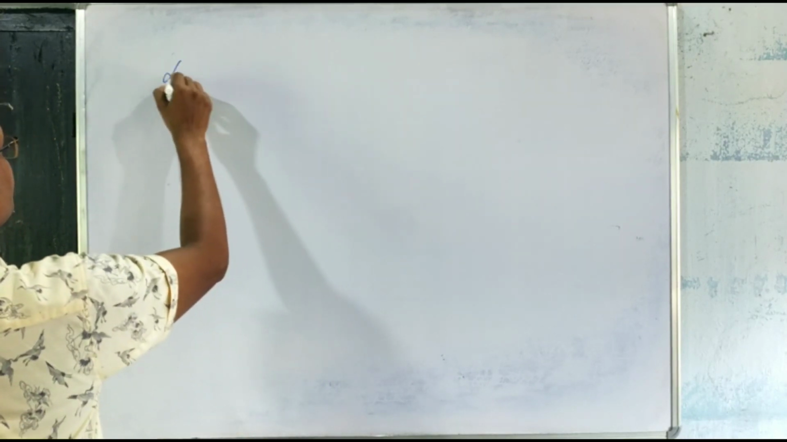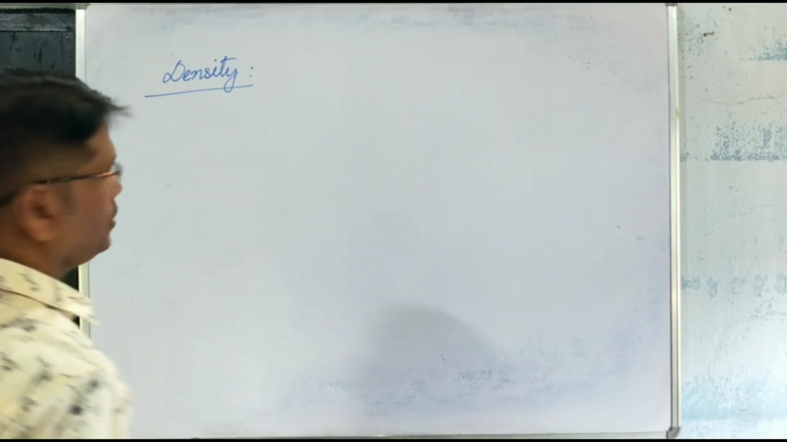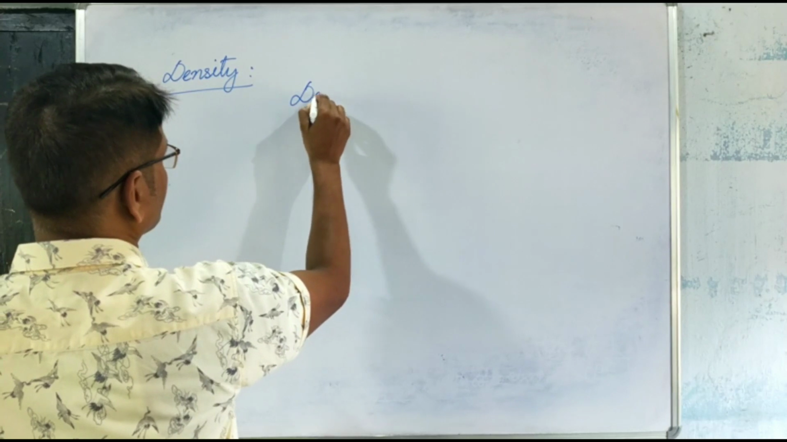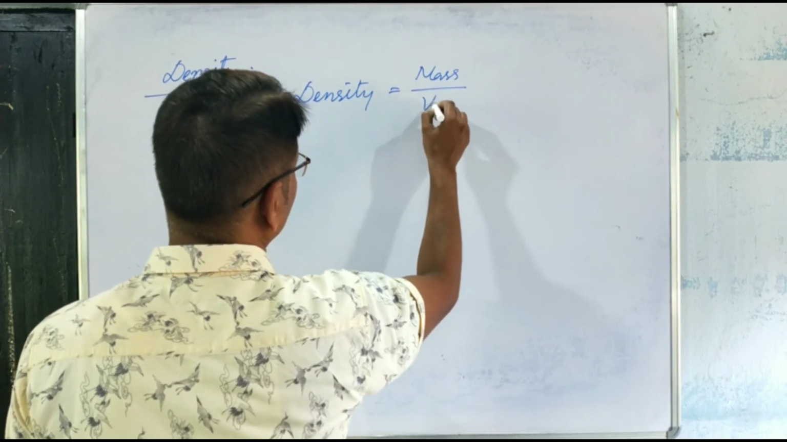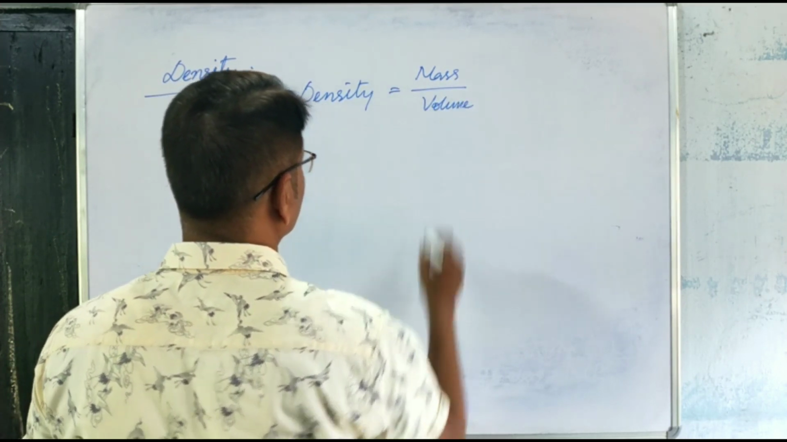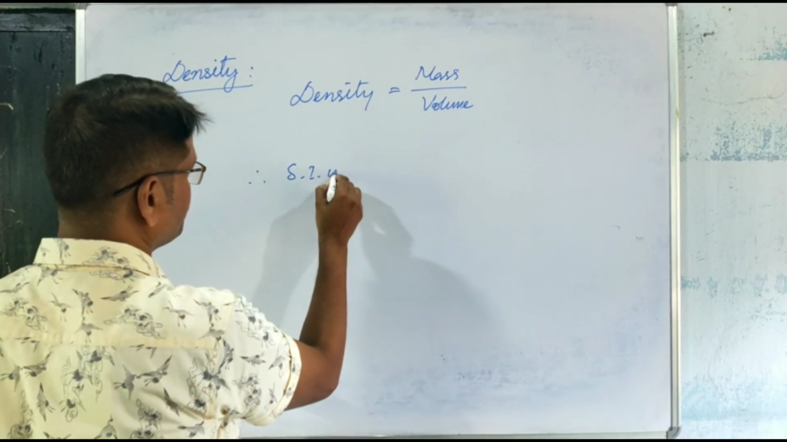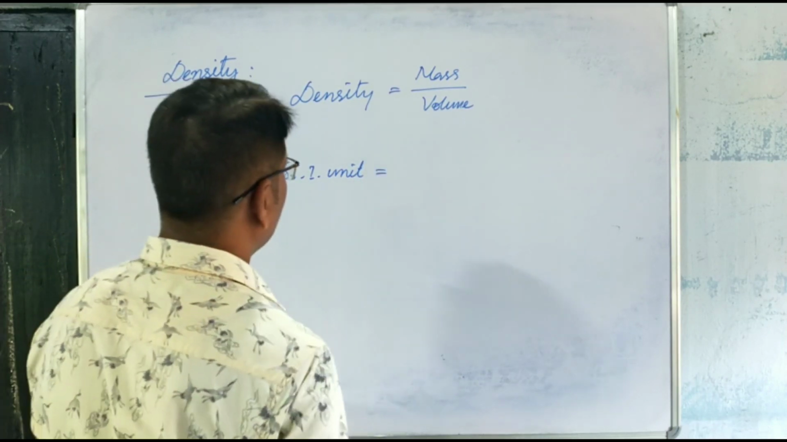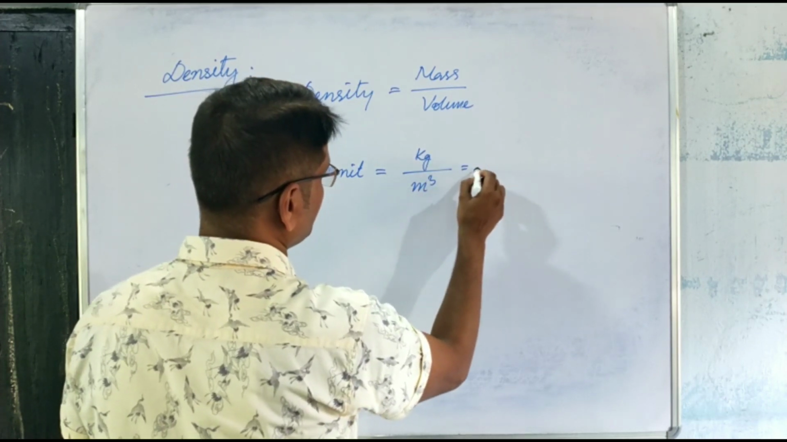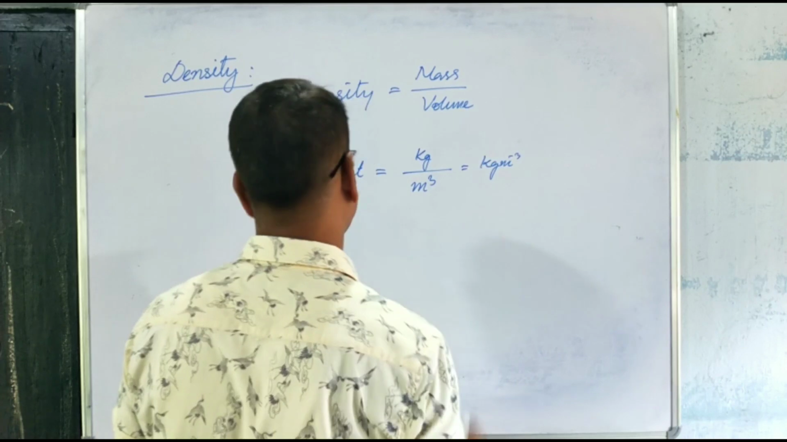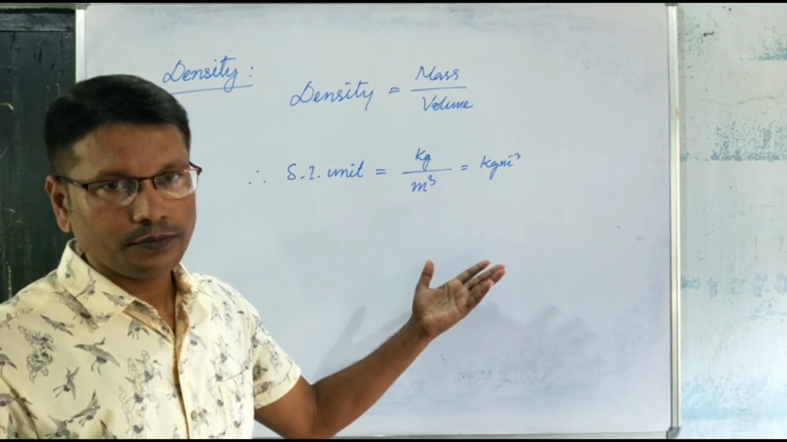Okay. Next, density. Density is equal to mass by volume. Mass by volume. So the SI unit is equal to kilogram divided by meter cube. That means kg per meter cube. So SI unit of the density is kg per meter cube.